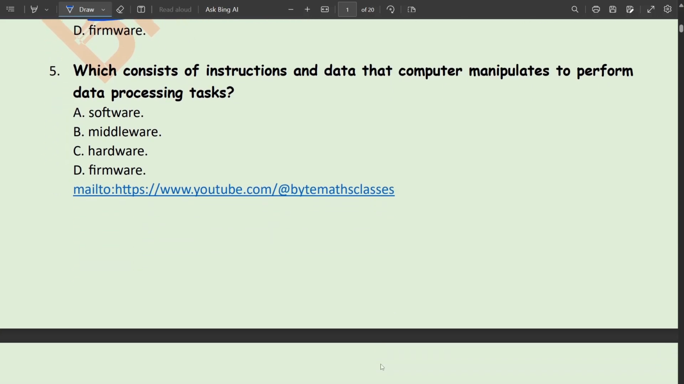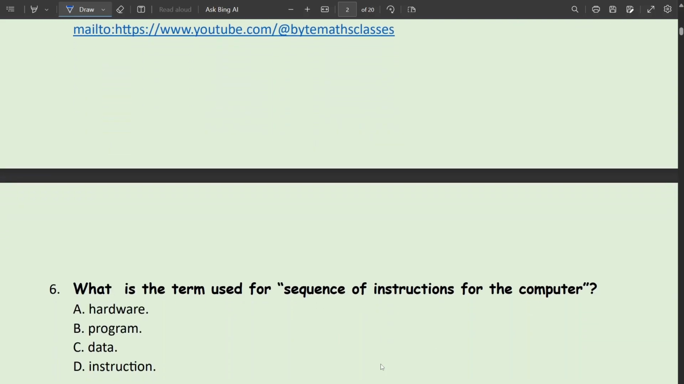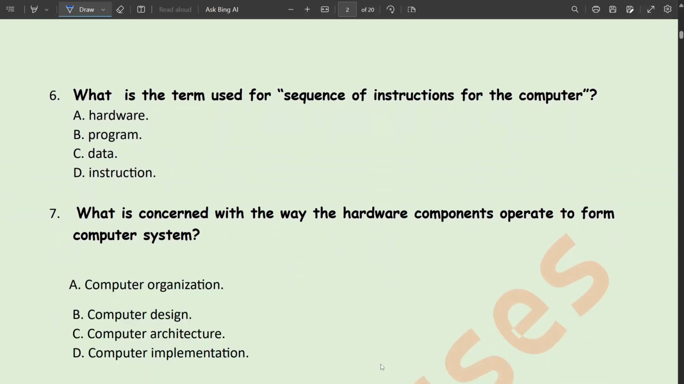Next, which consists of instructions and data that the computer manipulates to perform data processing tasks? The answer will be option A, software. Software consists of instructions and data that the computer manipulates. Next, what is the term used for a sequence of instructions for the computer? The answer is option B, program.